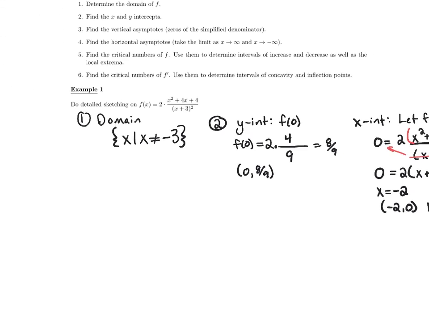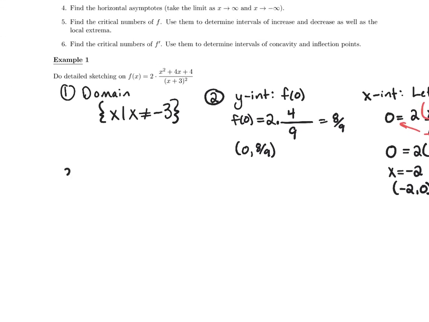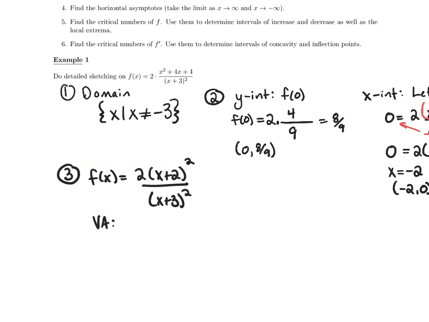All right, step 3, find the vertical asymptotes. So we've already figured out that our function is actually 2 times the square of (x plus 2) over the square of (x plus 3). There's nothing that simplifies, so my vertical asymptotes are at the zeros of the denominator, which is at x equals negative 3. That is actually a vertical line at x equals negative 3.